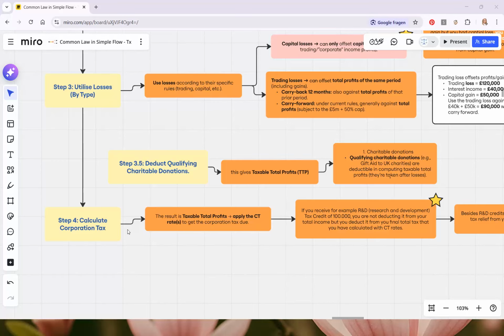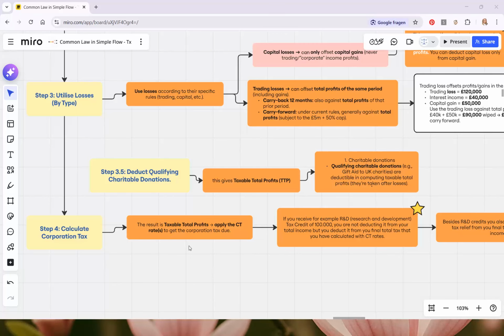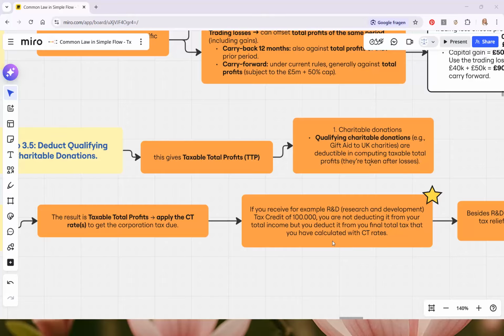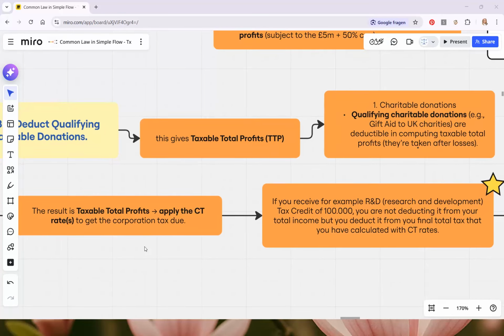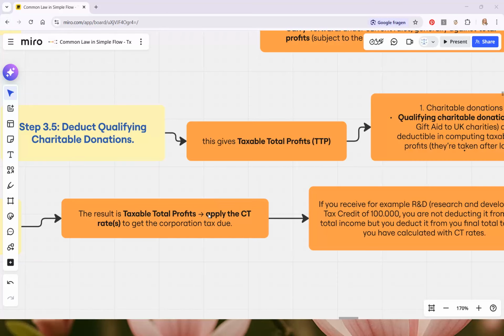The last step in our very long flow is step 4, calculate corporation tax. The result is taxable total profits. After all calculations, you end up with the TTP. That number is what the company is actually taxed on. So what do you do next? You take taxable total profits and apply the corporation tax rates, usually 19% to 25%, depending on the size of the company. The result is the corporation tax you must pay.